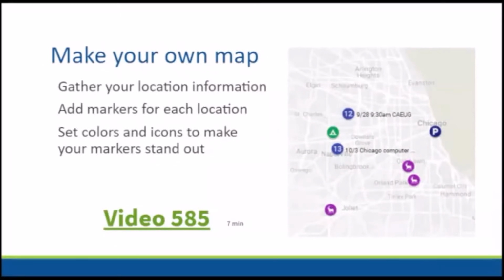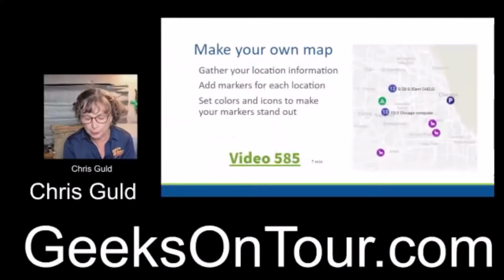So how do you do this then? How you do this is by going to Google My Maps and make a map. You add markers, you can set the icons, and we have a video here that goes through all the details of how to do it.